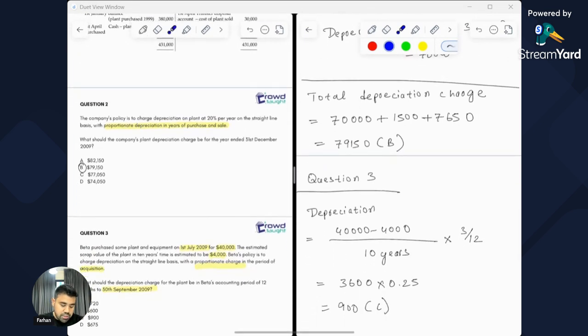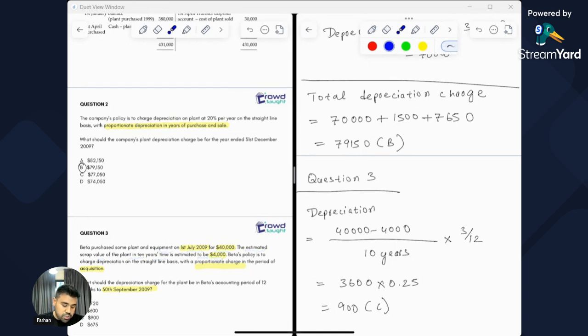Beta purchased some plant and equipment on 1st of July 2009 for $40,000. The estimated scrap value of the plant in 10 years' time is estimated to be $4,000. What do we understand by the scrap value? Now, the scrap value or the residual value refers to the likely amount that we can get after the plant or the asset has been fully utilized within the business or has been fully depreciated. Then all the economic benefits have been consumed. Afterwards, the only value remaining is $4,000, which you can get by getting rid of this plant.